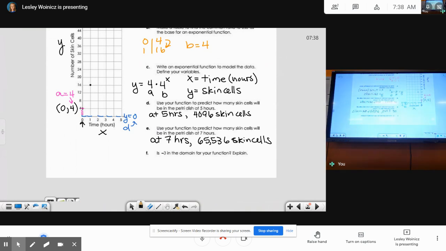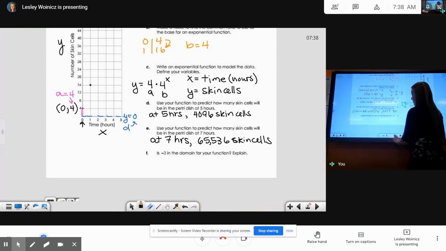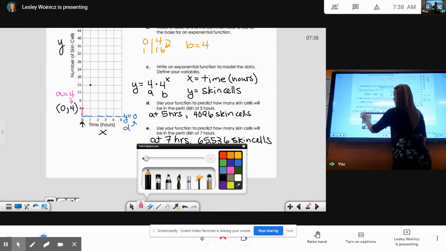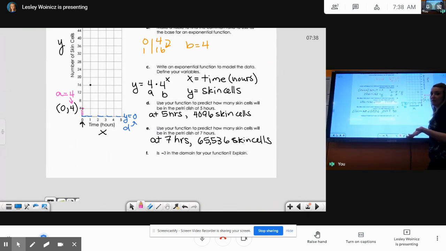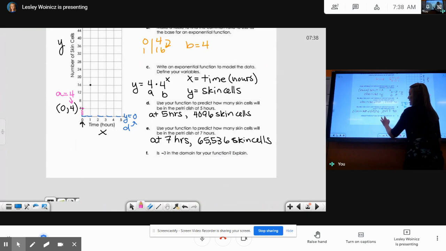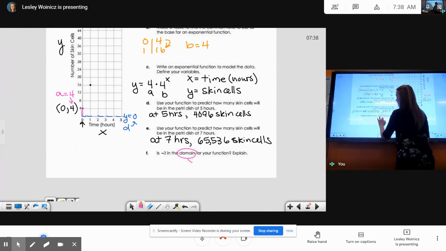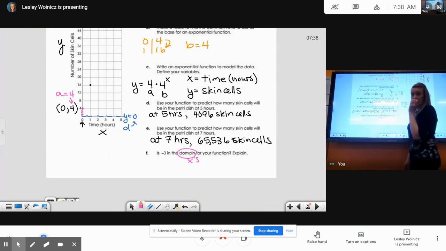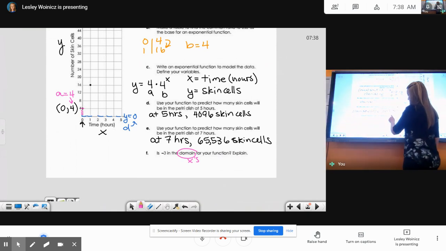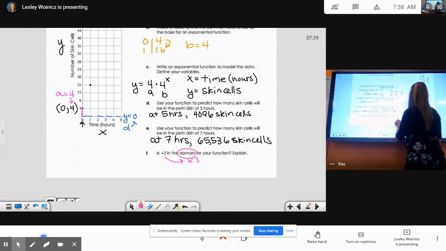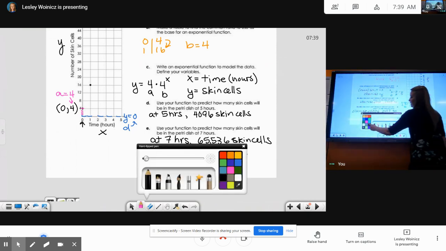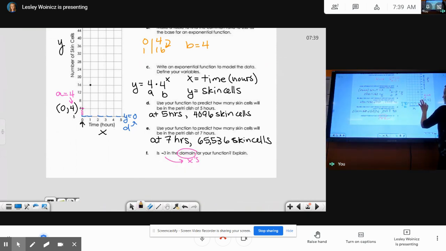Okay. And then the last one is asking us if -3 is in the domain. So -3, well, okay, it'd help if we knew what the domain was. So the domain, remember, is our x values. Okay, the range is the y's. So can -3 be an x? So if I look down here and I go -1, -2, -3, can I have -3 be the number of hours in the Petri dish?